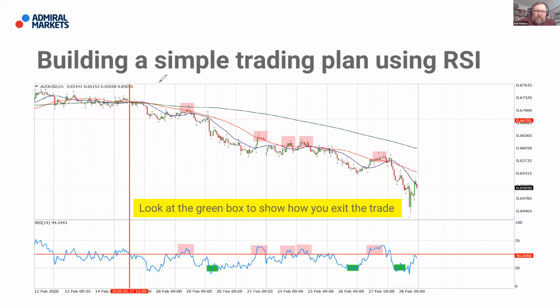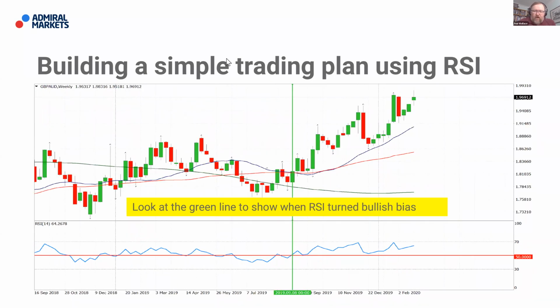Sonny says, is this on MT4? Yes, this is for MT4. But as I said before, MT4 or MT5, this is absolutely fine. In fact, it's not specific to any particular trading platform. This works as well on MT4 as it will on MT5.